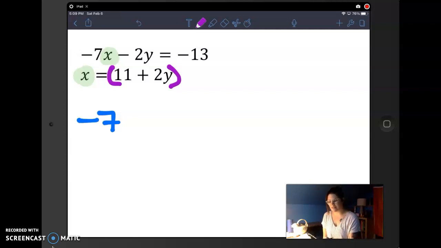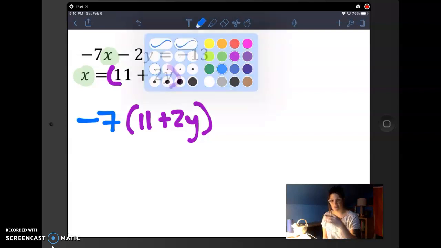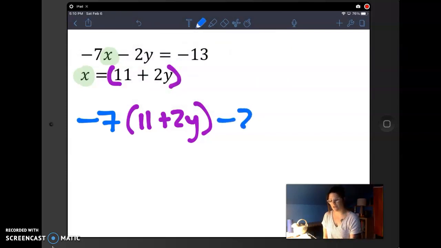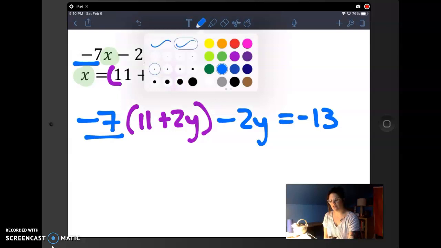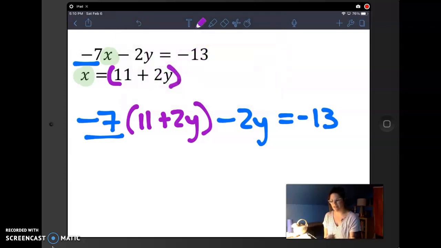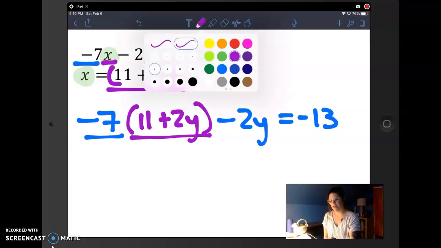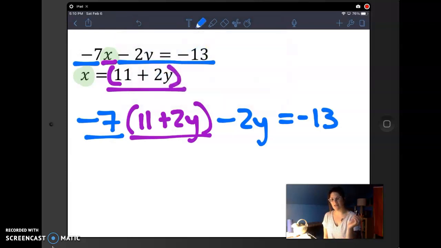So instead of the x, I'm going to have 11 plus 2y plugged in, and then I go about my business. I just continue to write the rest of that equation. So minus 2y equals -13. One more time, let's go over this. I got the -7 because I started writing the equation where we have the variable highlighted inside. I got the 11 plus 2y here, and then I just continued writing the rest of the equation.